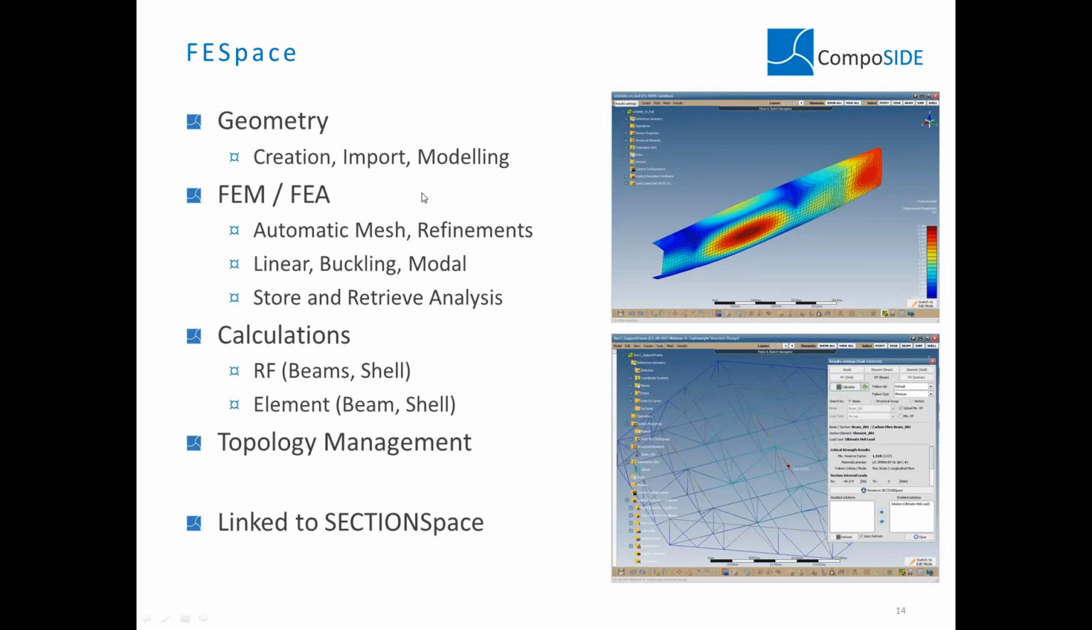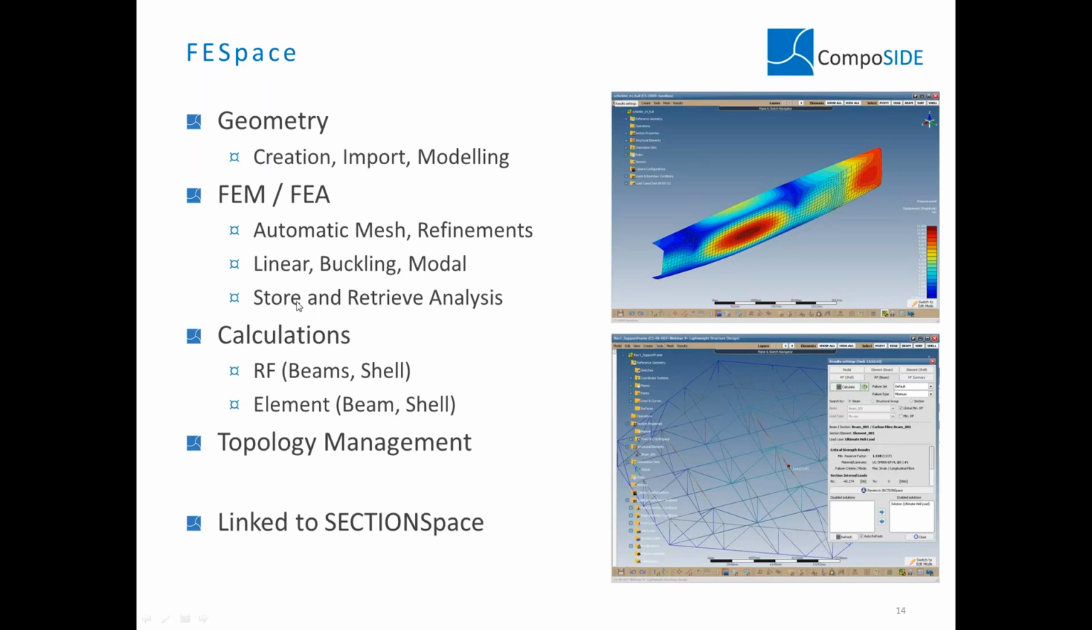CompoSIDE also includes 3D finite element modeling and finite element analysis. This is in terms of a module called FE space, which is, as you can see, a three-dimensional part or structure finite element solver. It includes automatic meshing with the capability to refine some of those meshes locally. The solver supports linear buckling and modal analysis, so you can perform all of that extremely quickly within the platform. And any analysis that is done is run on our servers.